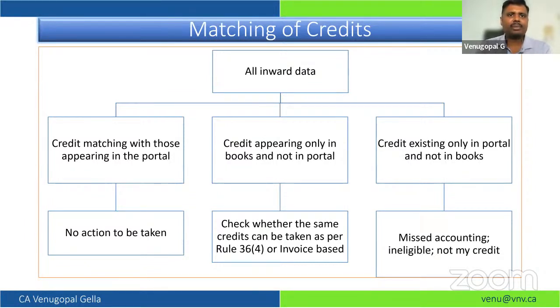You might have some credits which you have availed. That means it is there in the books of accounts, and it is also in the portal. So you don't need to take any action. But if the credits are appearing only in the books and not in the portal, these are subject to reversal.